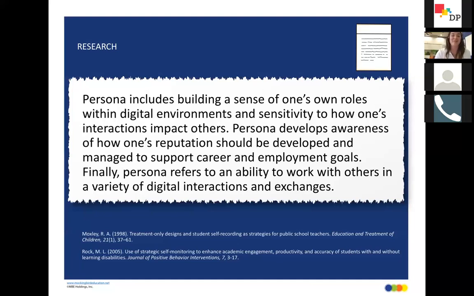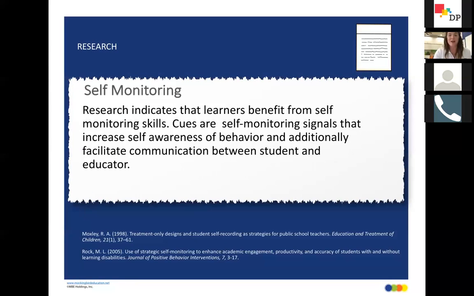And finally, a persona refers to an ability to work with others in a variety of digital interactions and exchanges. Learners really struggle with this because management of persona is really about self-monitoring. And we know that research indicates that learners really benefit from self-monitoring skills, and having strong cues for monitoring self increases self-awareness of behavior and additionally facilitates communications between students and educators.